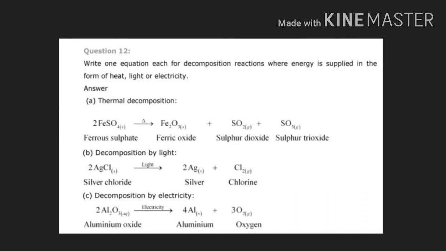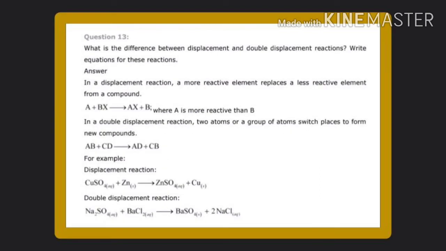Next one, decomposition by electricity. So for electricity, we have studied a few examples, water and aluminium oxide. So aluminium oxide, Al2O3 in aqueous state, you pass electricity through it, you get aluminium and oxygen. Okay, so these are your three examples of decomposition for heat, light and electricity.